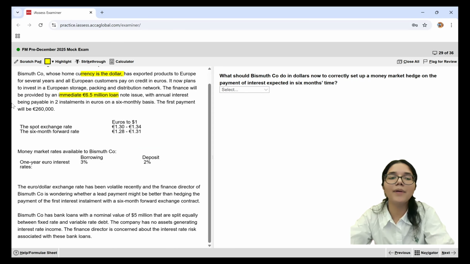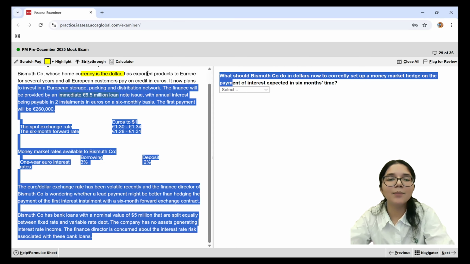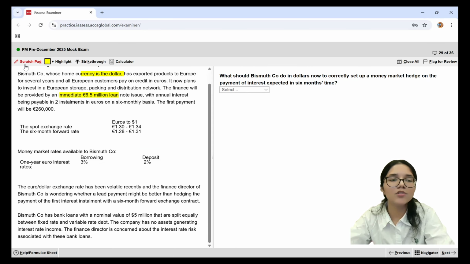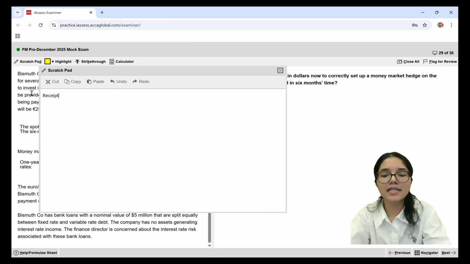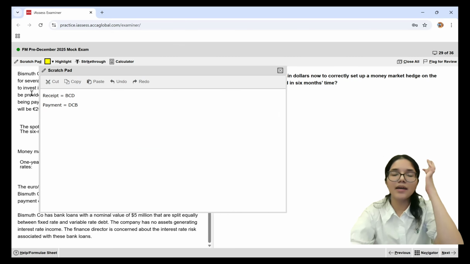So we are supposed to make a payment of 260,000 euros. We have to set up a money market hedge. Now here, when we are making a payment, if you remember, what sort of acronym do you use? There are 2 acronyms. If it is a receipt scenario, you use the BCD technique. If it is a payment scenario that you are faced with, then you use the DCB acronym.